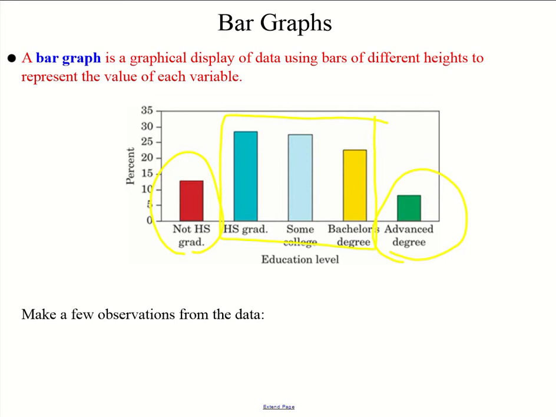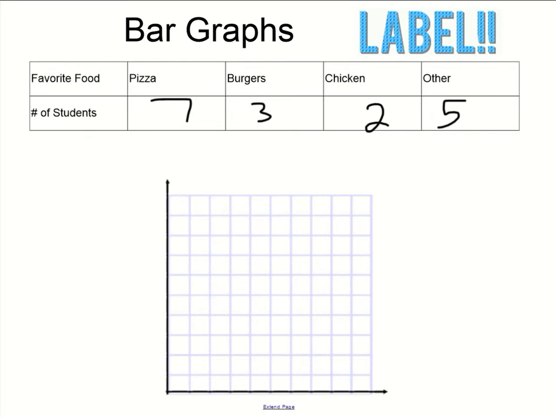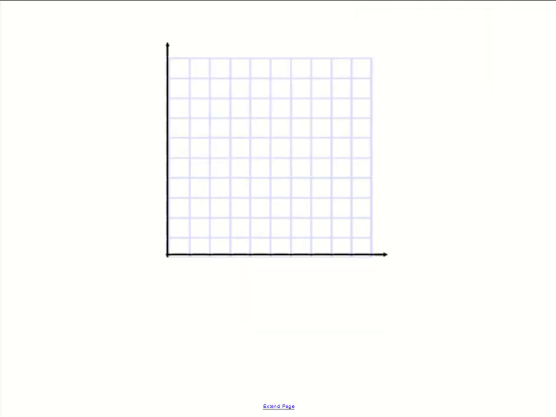And so what I'd like to do next is we're actually going to make a bar graph. I filled in some information. What we're talking about is the favorite food of students. We have 7 students say their favorite is pizza, 3 say burgers, 2 say chicken, and 5 say other. We're going to use this information to fill in our graph below.